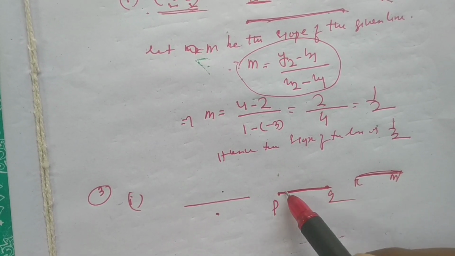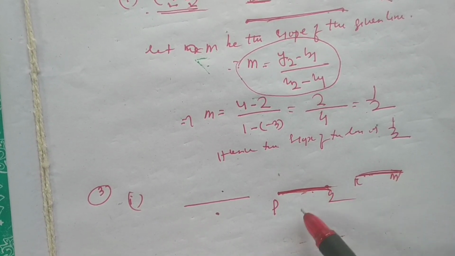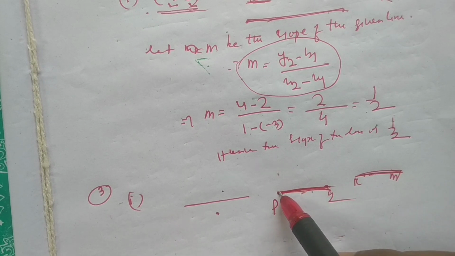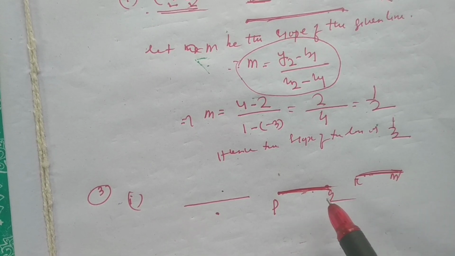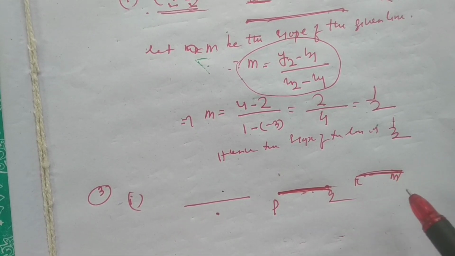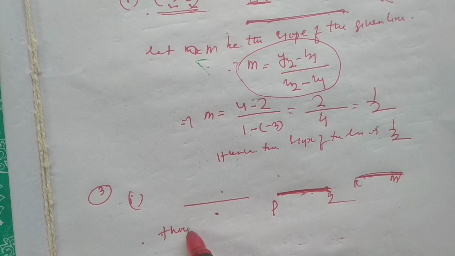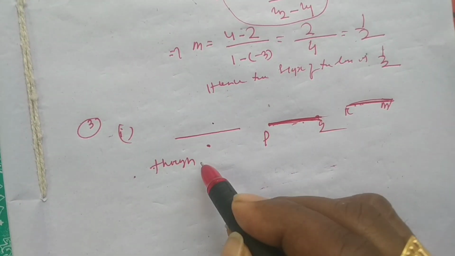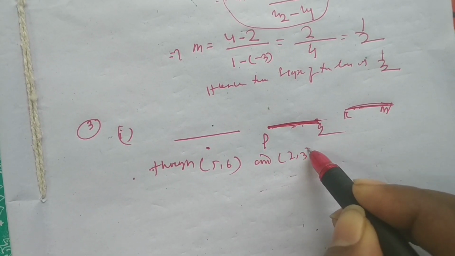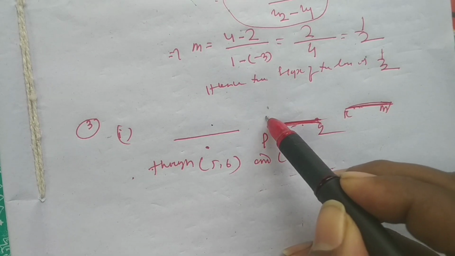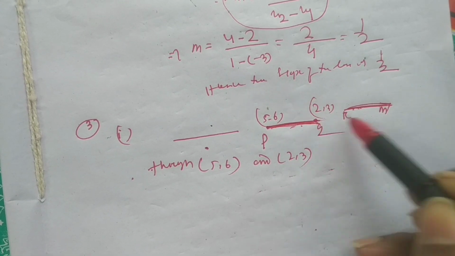Which way will these two lines cross? Will they intersect, either perpendicular or parallel? If they are parallel, they will not intersect. If they are perpendicular, then they will intersect. Right? Then how will we know? The first question is given: through 5, 6 and 2, 3. I am writing P is equal to 5, 6 and Q is 2, 3.